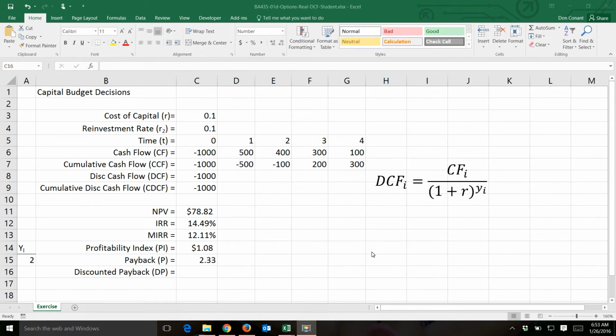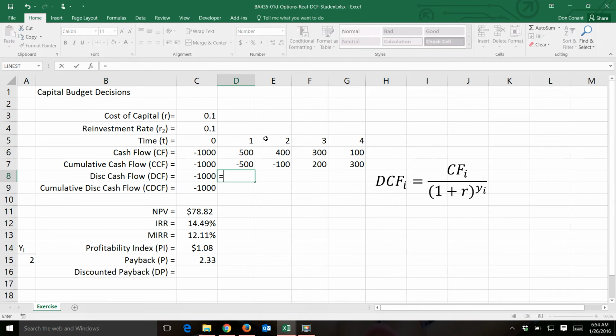Now, before we can do the discounted payback method, we need to calculate the discounted cash flows. In order to do that, we have the formula here for discounted cash flows. That's the cash flow for the period over 1 plus the rate raised to the period. So we'll go ahead and calculate that.